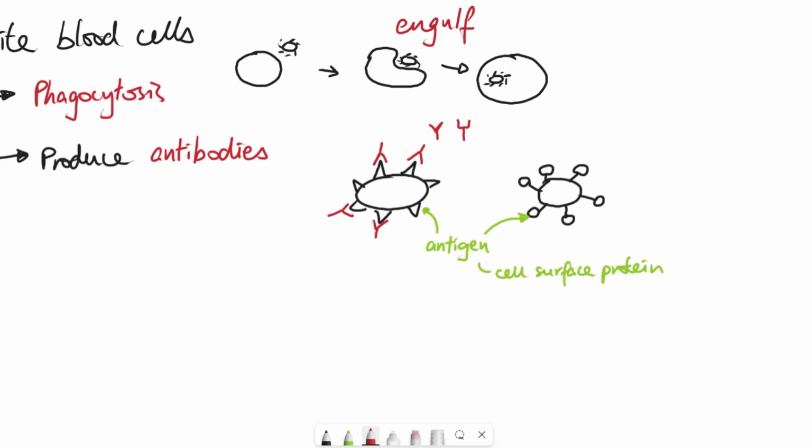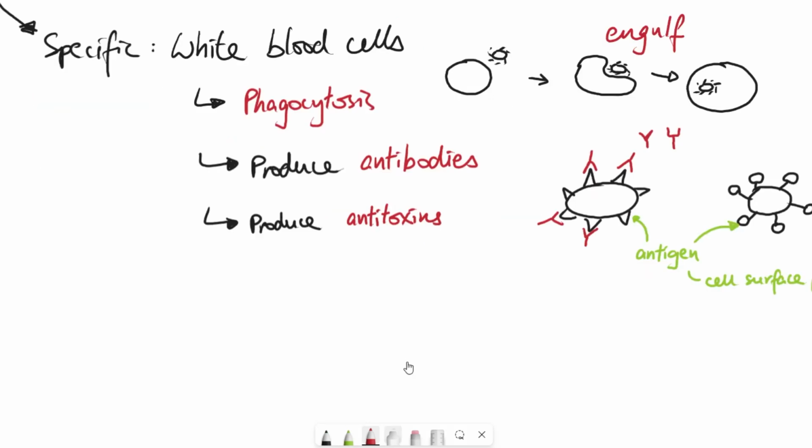So for example, it can attract more white blood cells to do more phagocytosis, engulfing the cell here. So that's the difference between antibodies and antigen. So antigen is a cell surface protein that allows cell recognition. Antibodies are the proteins that bind to the antigen to recognize it as a foreign cell or not.